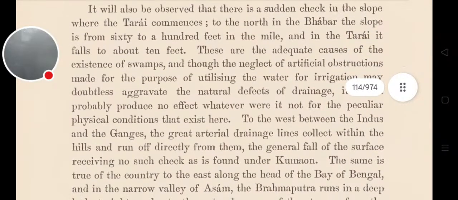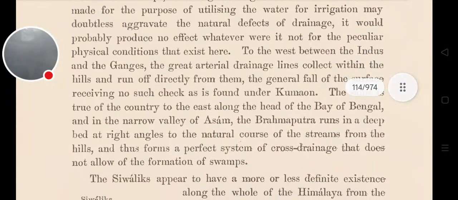It will also be observed that there is a sudden check in the slope where the Tarai commences. To the north in the Bhabar, the slope is from 60 to 100 feet in the mile, and in the Tarai, it falls to about 10 feet. These are the adequate causes of the existence of swamps, and though the neglect of artificial obstructions made for the purpose of utilizing the water for irrigation may doubtless aggravate the natural defects of drainage, it would probably produce no effect whatever were it not for the peculiar physical conditions that exist here.